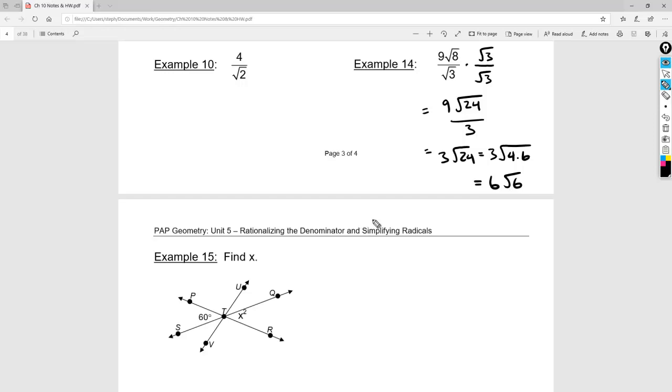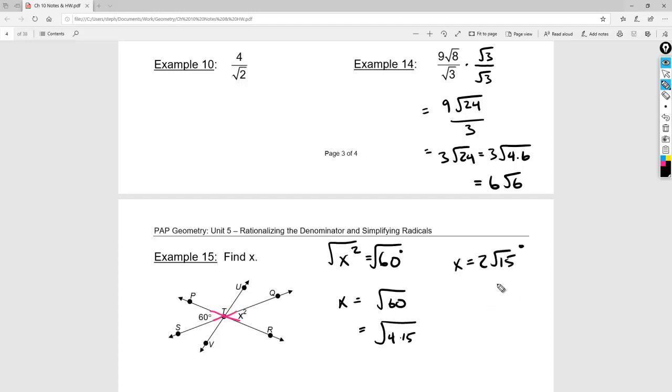Alright, my last example, I want to solve for x. It looks like I have vertical angles here, so my angle here x squared, and then my angle here 60. They should be equal. So that means I can set up the equation, x squared equals 60 degrees. In solving for x, I will square root both sides, meaning x is the square root of 60. And I can reduce this. 60 is 4 times 15. So x will be 2 root 15 degrees, and there's nothing else that I can simplify out of this.